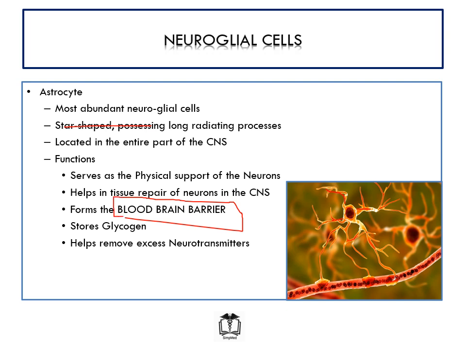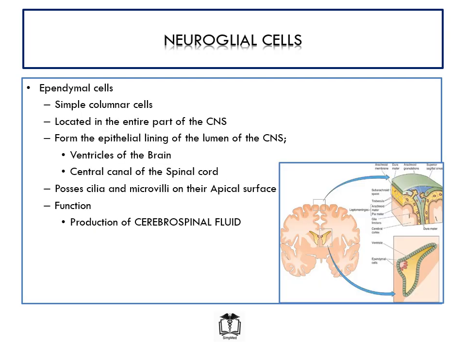And whenever the neuron is being damaged, the astrocytes are involved in the repair of a neuron, usually a process we call gliosis. And then, in nourishment of the neuron, the astrocytes tend to serve as stores for glycogen, and they also help in removing excess neurotransmitters. The second important nuclear cells are the ependymal cells.